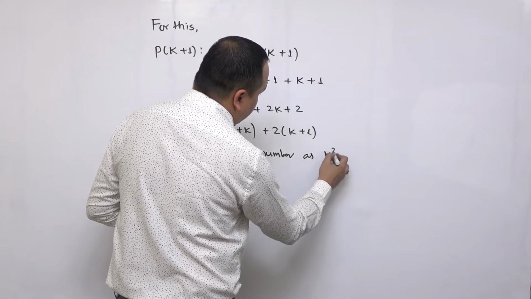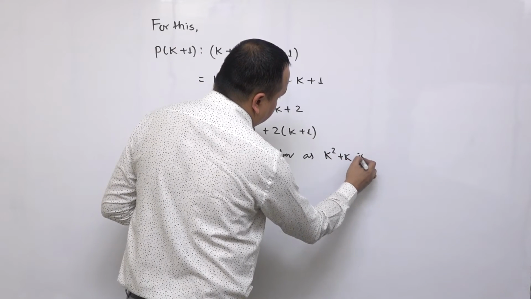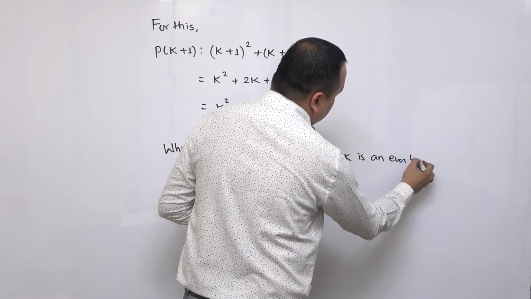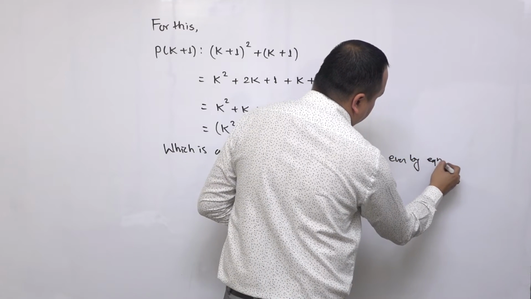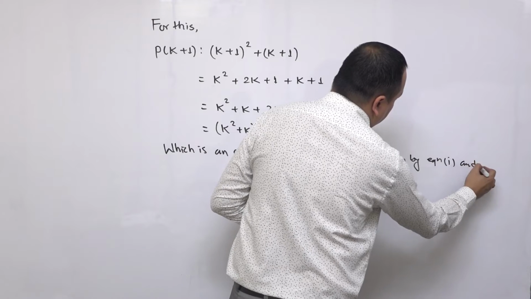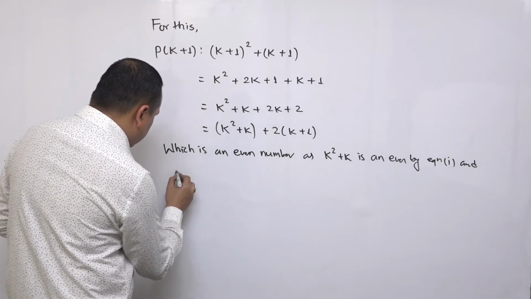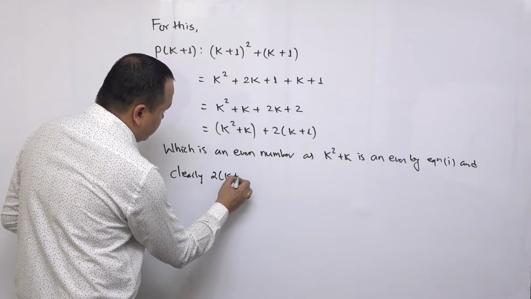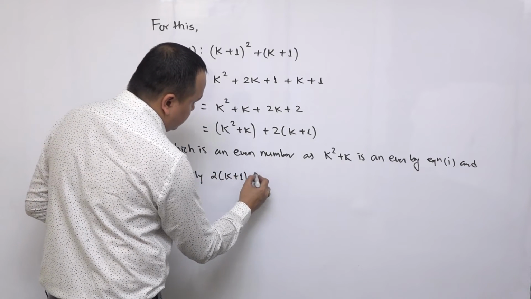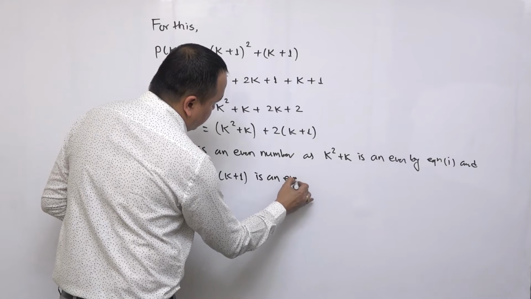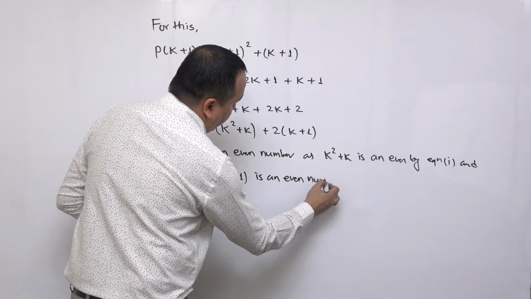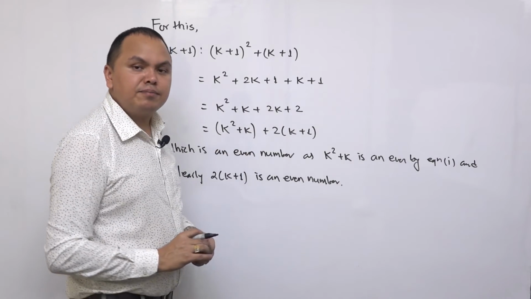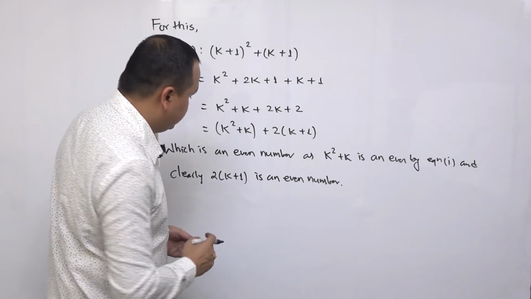As k square plus k is an even number by equation I, and clearly 2 times of k plus 1 is an even number. So the sum of two even numbers is an even number.